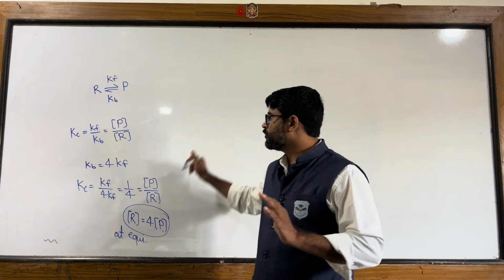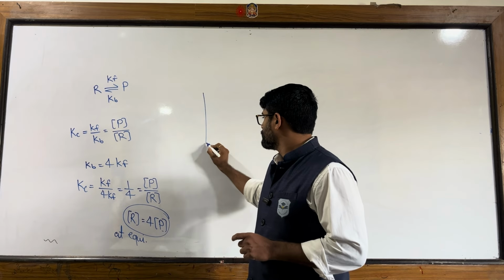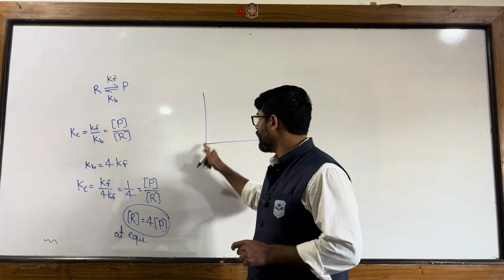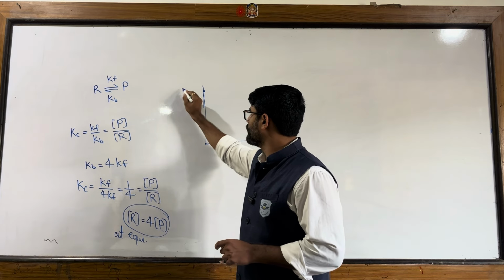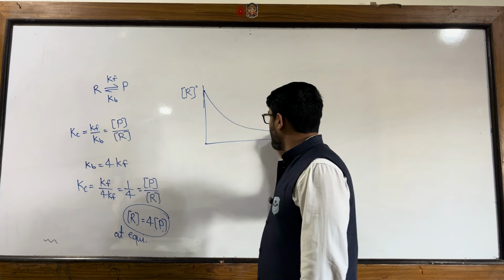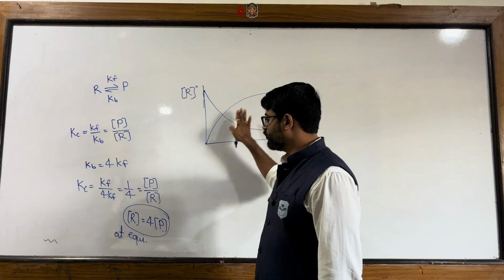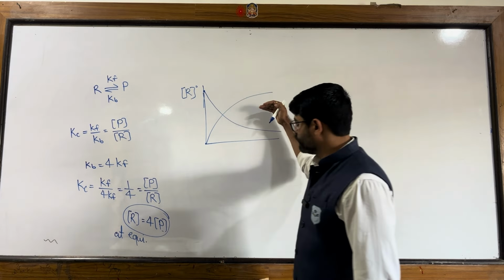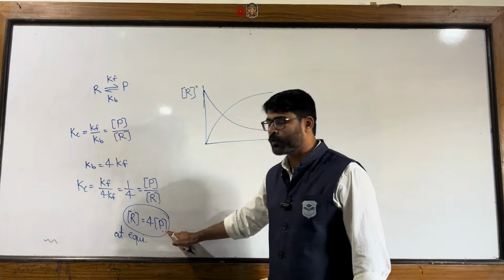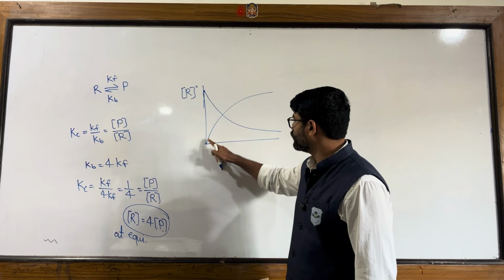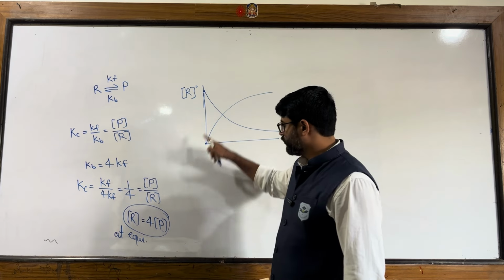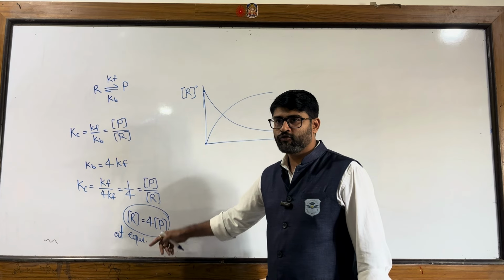Initially we don't have any product, the concentration of product is 0, and we have some amount of reactant whose concentration is R0. It will decrease and the product will increase, but we have to check at equilibrium which concentration is greater. The concentration of reactant should decrease, but it should be 4 times that of the concentration of product.